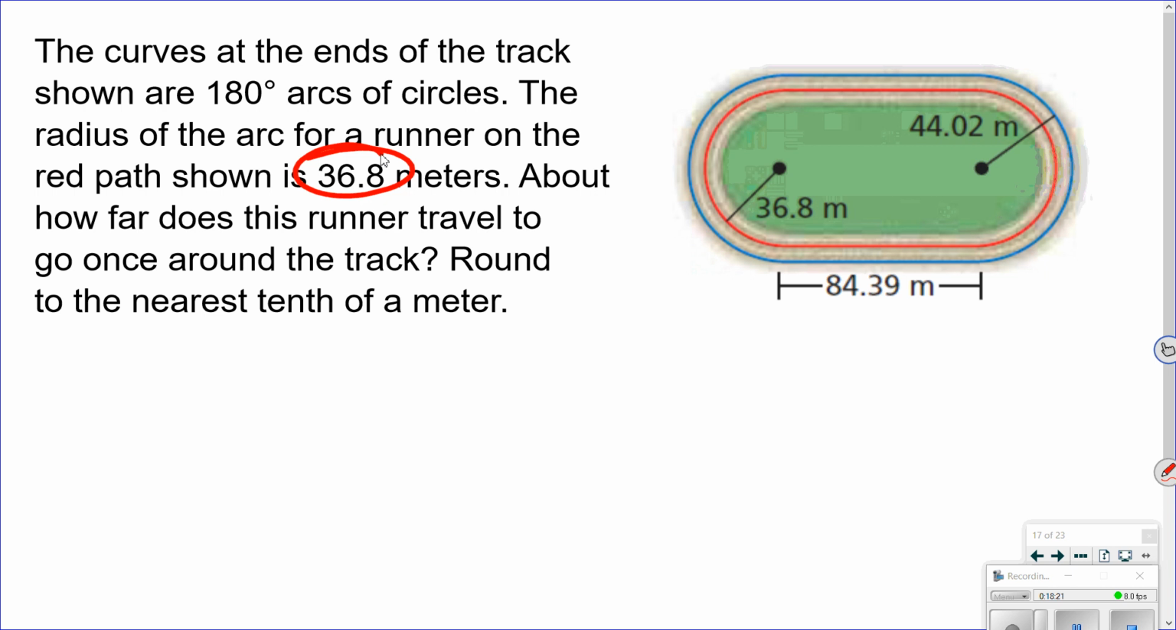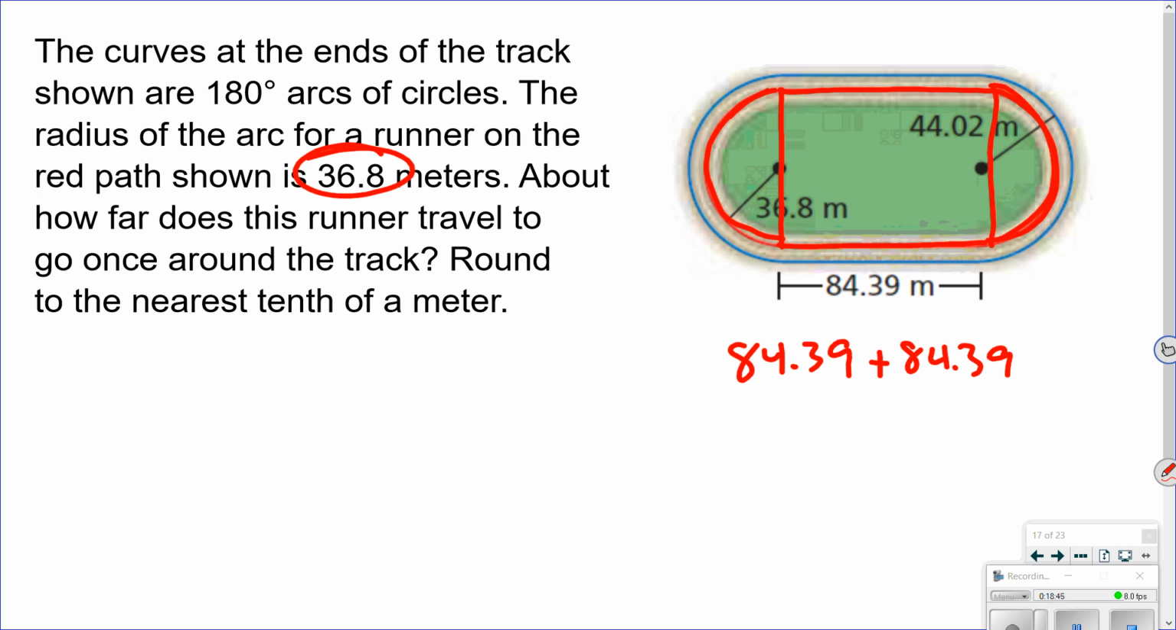Okay, so let's just add all this up. We know from here to here, they travel 84.39. They'll also travel that straightaway over there. And then it tells us that this part right here is a 180-degree arc. Well, that's a semicircle. This side is also a semicircle. So together, that arc and that arc make a full circle.